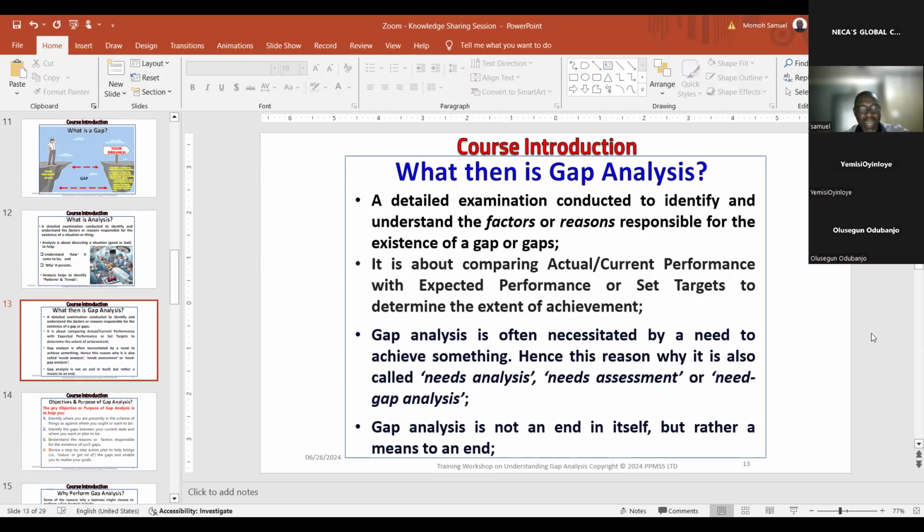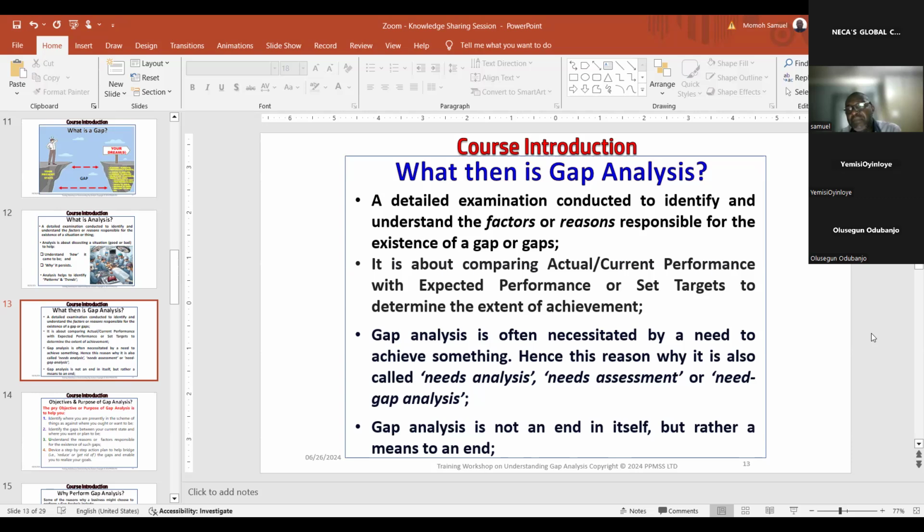So the difference between where you are now and that place that you are aspiring to get to, or you want to be in the next X months or X years, is what we are actually examining here. So gap analysis is you trying to examine or reassess your current situation to identify the reasons or the factors that are responsible for that gap that exists between you and your aspirations. Gap analysis is often necessitated by a need.